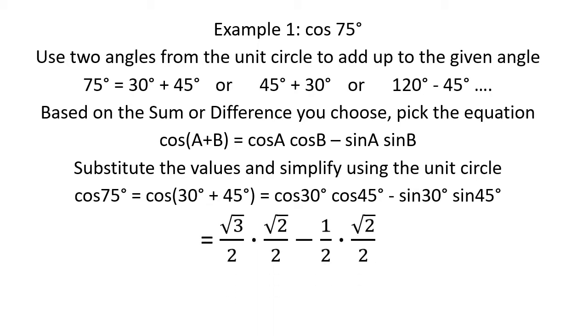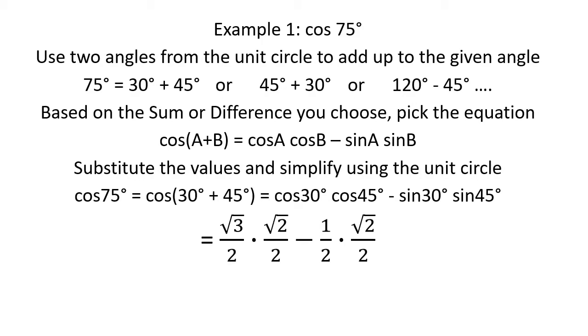Cosine of 30, according to the unit circle, is root 3 over 2. Cosine of 45, according to the unit circle, is root 2 over 2. Minus sine of 30, according to the unit circle, is a half. And sine 45 is root 2 over 2. So now we're just going to multiply these and leave the subtraction there.